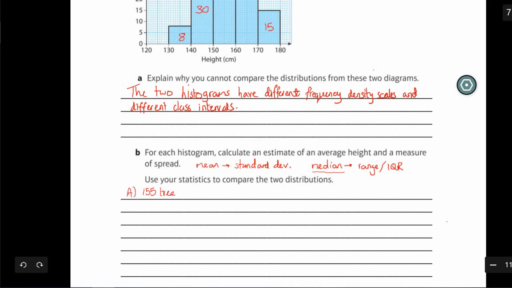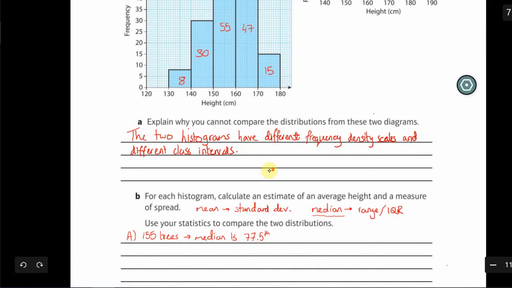So the middle one is the 77.5th one. Now I know that doesn't exist, but that means it's between the 77th and 78th tree. So we've got to find where they are. Is the 77th in here? No. Okay, if you start thinking about cumulative frequency now, we're going to accumulate these.